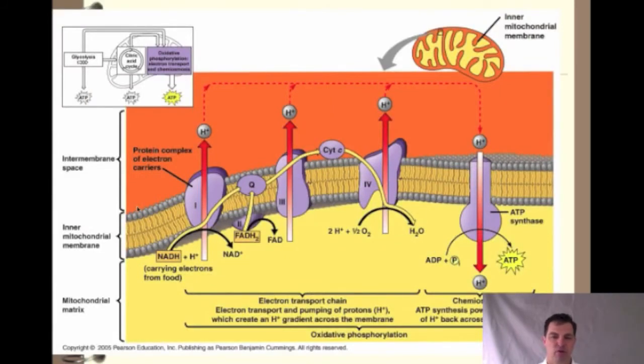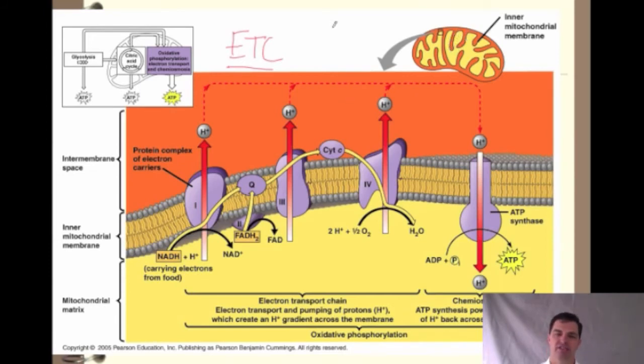In the final step, this is called the electron transport chain, also called the ETC, so the electron transport chain. And you might be able to guess at this point, what does the electron transport chain do? It transports electrons. So this is going to happen across the inner membrane of the mitochondria.